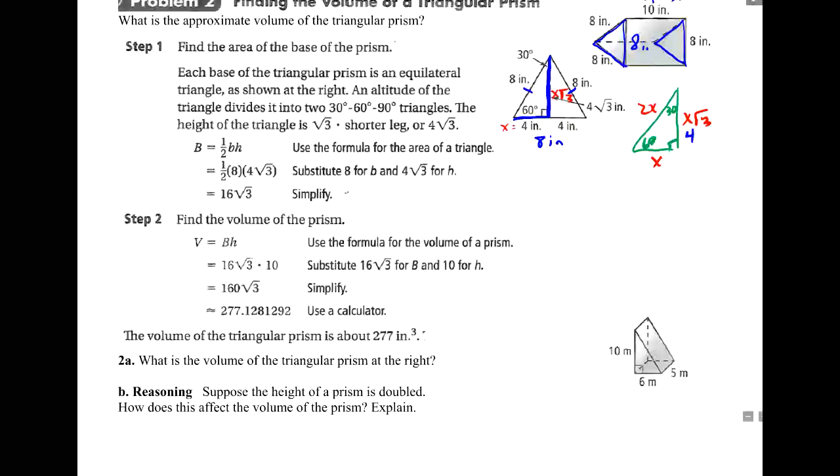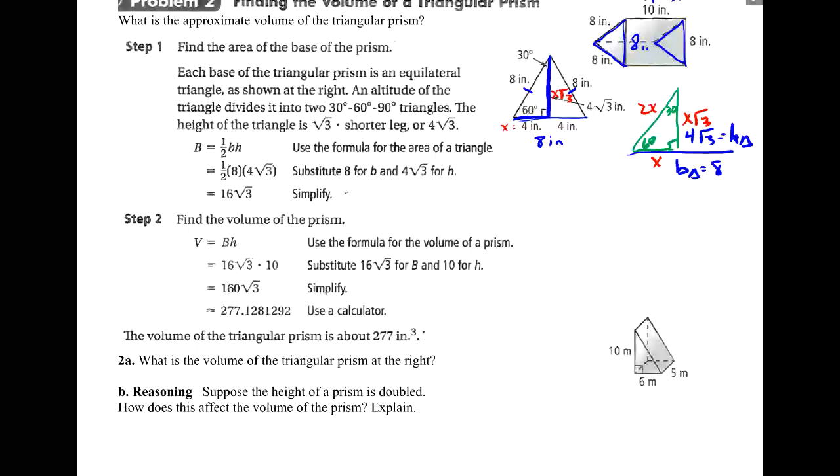So the height of our triangle is going to be 4 square root 3, and the base of our triangle is going to be 8, right? Because the whole thing across was 8. So we have a base and a height for our triangle. We're going to leave it in simplest radical form.